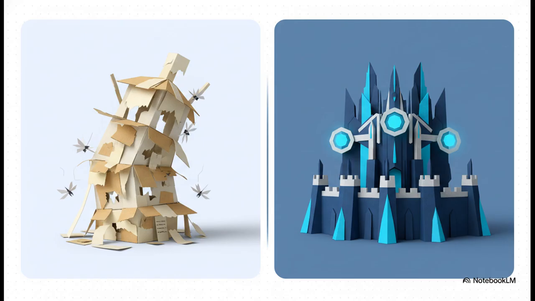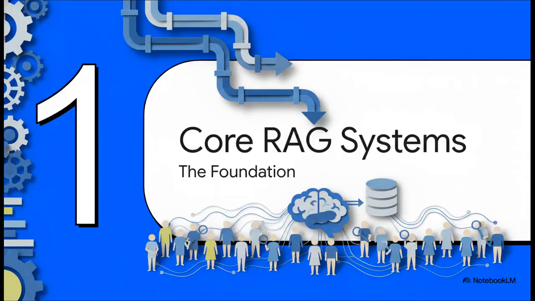And to help cross that gap, FreeCodeCamp just released a massive 8-hour open-source course by Paulo Dicone. It's literally designed to drag your AI apps out of that fragile prototype phase and into the real world. Section 1. Building core RAG systems, the foundation.